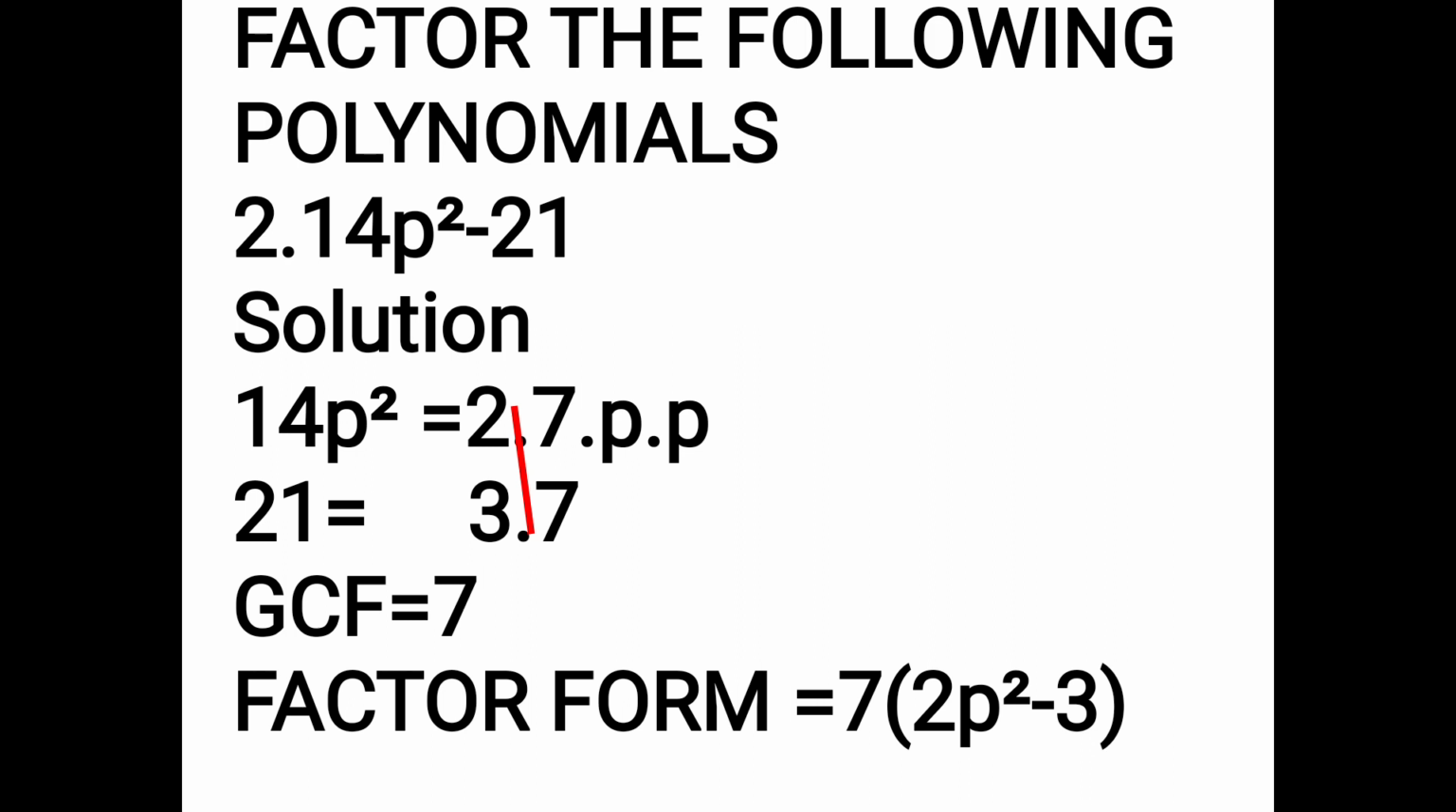14p squared minus 21. For the solution, 14p squared, the prime factor is 2 times 7 times p times p. Then we have 21, 3 times 7. Get the greatest common factor, which is 7. Then we have the factored form: 7 times the quantity 2p squared, and then for 21, the remaining number is 3. Since that is minus, we put minus, subtraction. So the factored form is 7 times the quantity 2p squared minus 3.